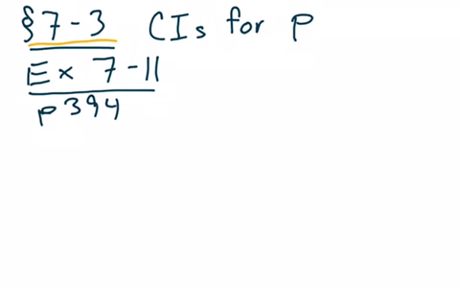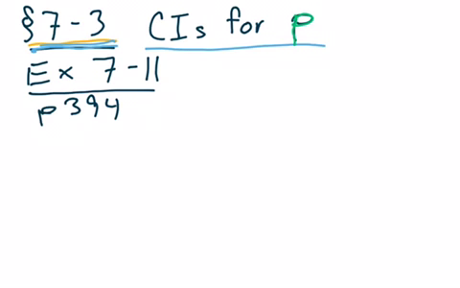This is example 7-11, all the way back from chapter 7, section 3, where we were talking about confidence intervals, and here we're talking about confidence interval for a proportion p. So this was chapter 7, section 3, example 7-11.